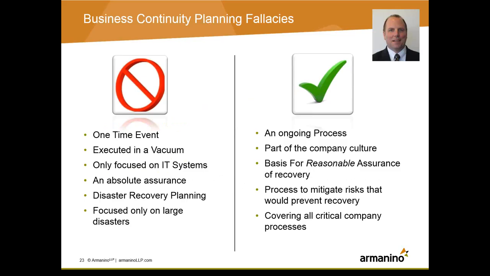The next slide talks about common fallacies in doing the planning. A lot of companies think of this as a one-time event: we go through this planning process, and yay, we've got our document, we're done, put it on the shelf. And the activity is executed in a vacuum, meaning a core team of people puts it together, gets it done, and puts it on the shelf. It never gets communicated to the organization. Nobody else knows about it. Obviously that would not be a very effective plan if everybody should be aware of it.